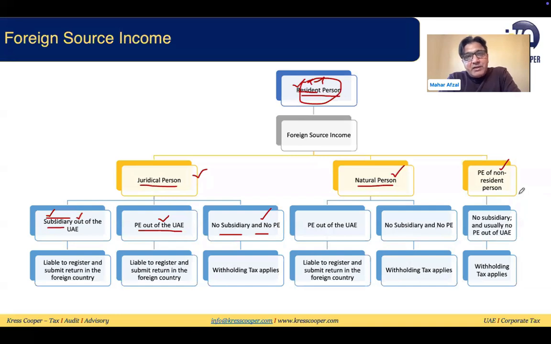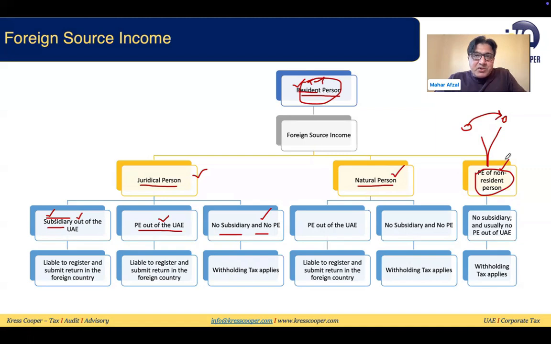Because if there is a branch, just look into this. If this UK company has a branch in the UAE, that has become the PE of the non-resident person. Now this UK company has another branch in KSA. Then this branch in KSA will be falling directly under the UK. This branch of the UAE will not be controlling this branch. But in most of the cases, the PE of the non-resident person will not have any company out of the UAE which is controlled and managed through the PE. They will not have any other PE, because another PE will be directly going to the main company.